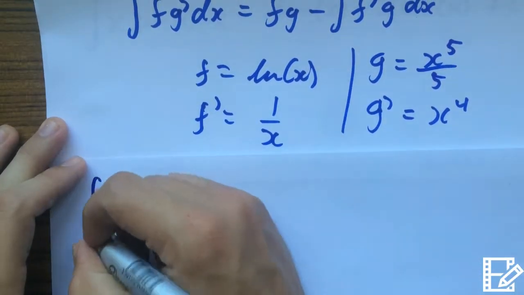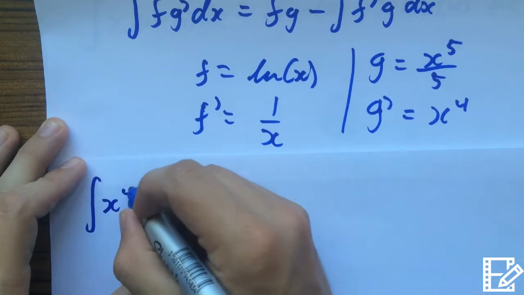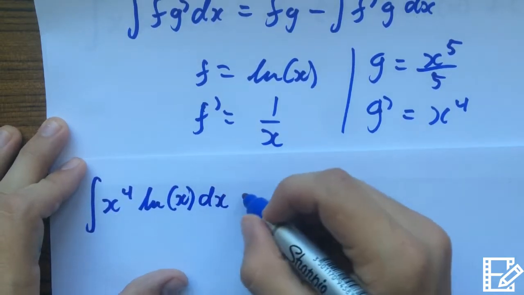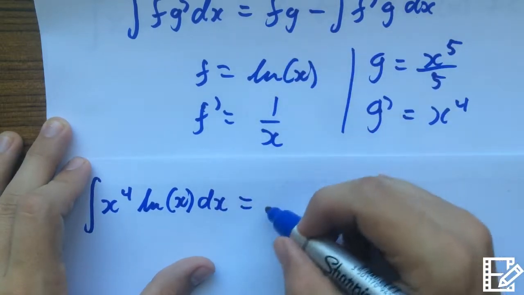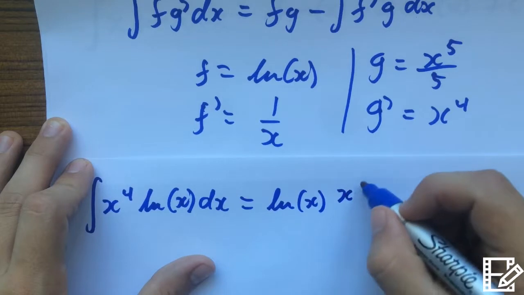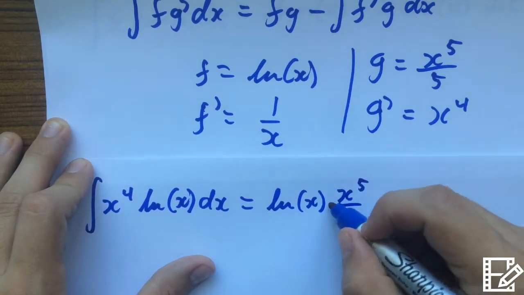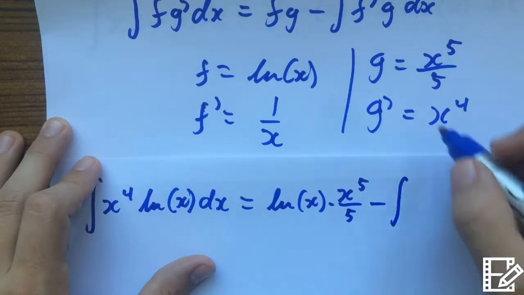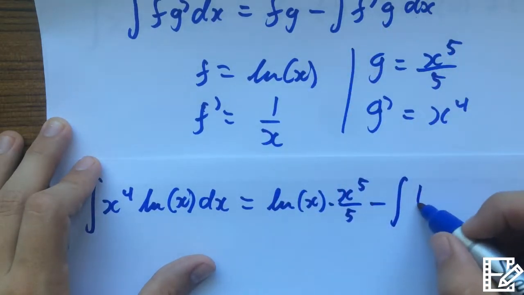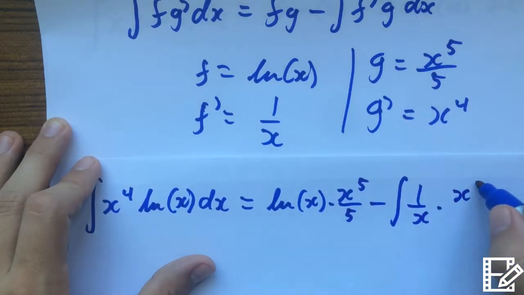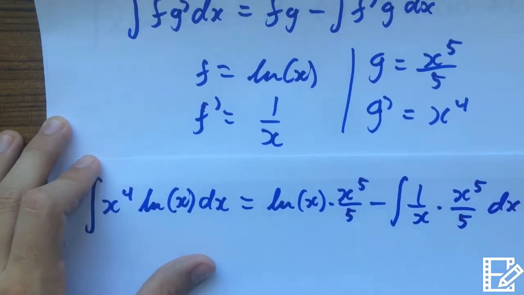So we have the integral of x to the power of 4 multiplied by ln of x dx equals f, which we said was ln of x, g, which we said was x to the power of 5 on 5, we multiply that together, minus the integral of f dash, which we said was 1 on x, multiplied by g, which we said was x to the power of 5 on 5 dx.